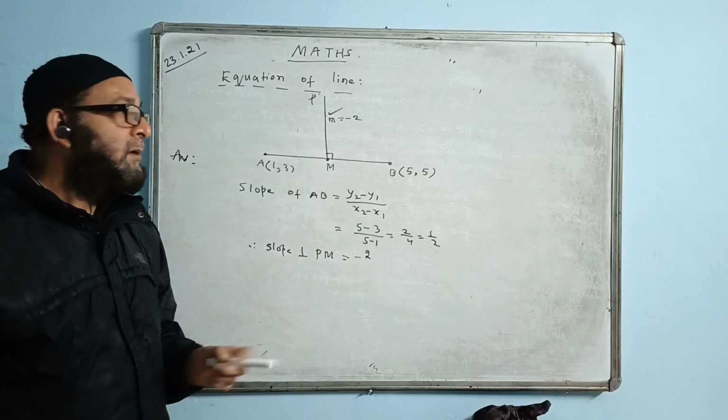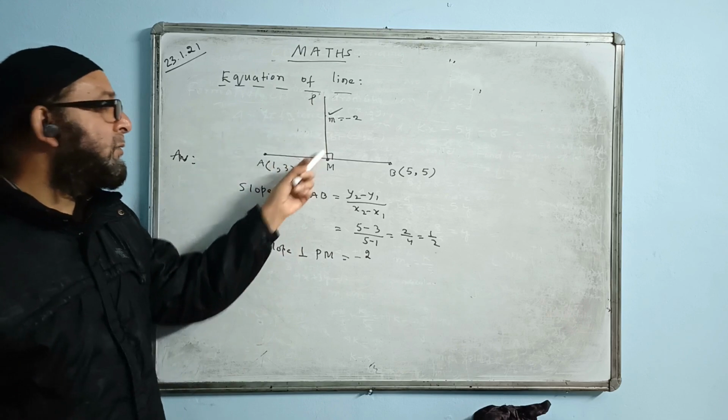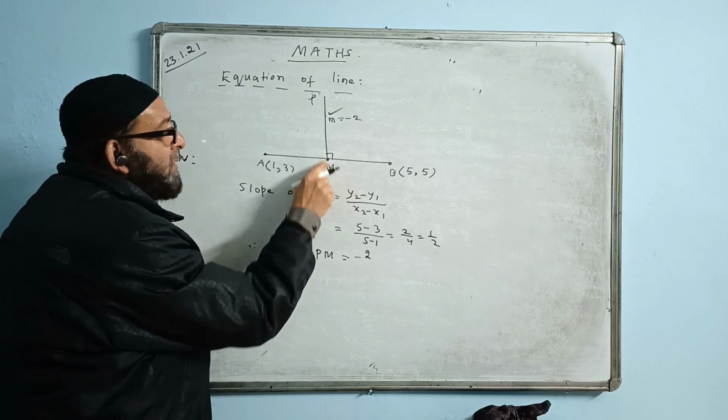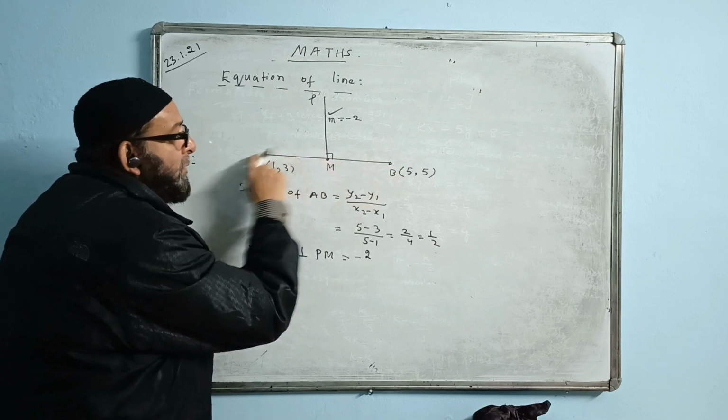through which the line is passing. Do we know any point through which the line is passing? No. But it says perpendicular bisector, so this point A will be the midpoint of this line, midpoint.